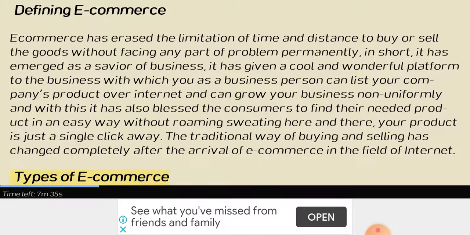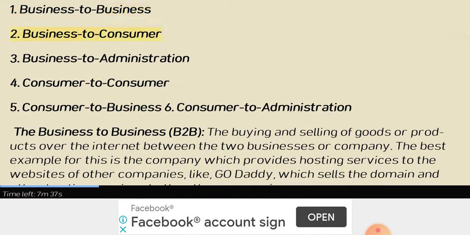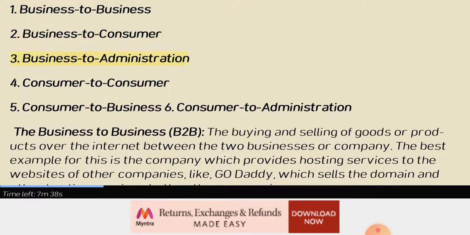Types of e-commerce. 1. Business to business. 2. Business to consumer. 3. Business to administration. 4. Consumer to consumer. 5. Consumer to business. 6. Consumer to administration. The business to business, B2B, is the buying and selling of goods or products over the internet between two businesses or companies.